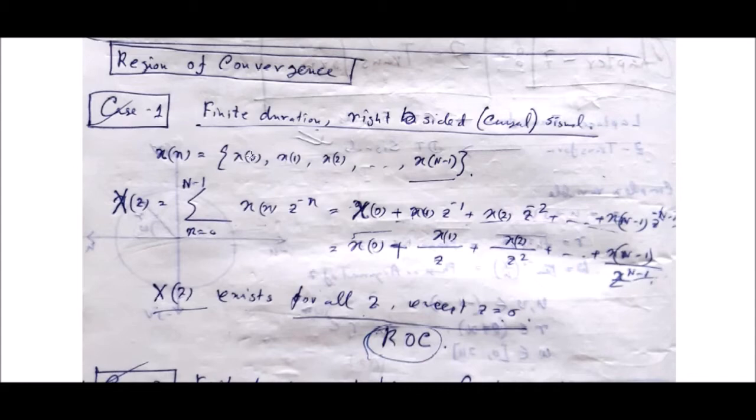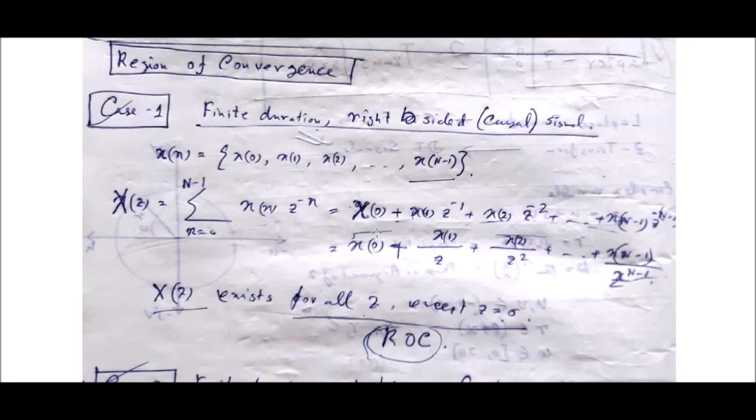Now since it is a causal signal, you can do the Z transformation by using the formula for finite duration signal. As I mentioned earlier, X(z) will be equal to the summation of n equal to 0 up to N minus 1 of x[n] z to the power minus n. Now elaborate it. For n equal to 0, this will be x0 z to the power minus 0. So z to the power minus 0 equals 1, so only x0 will be there.